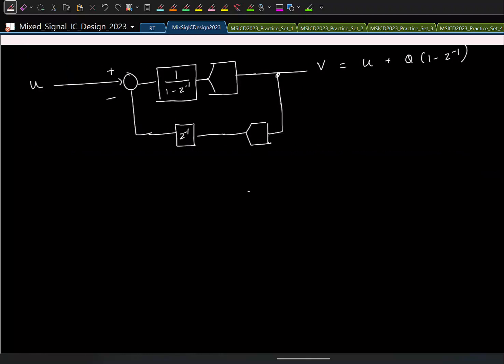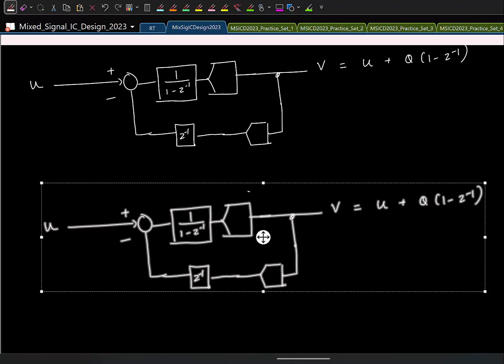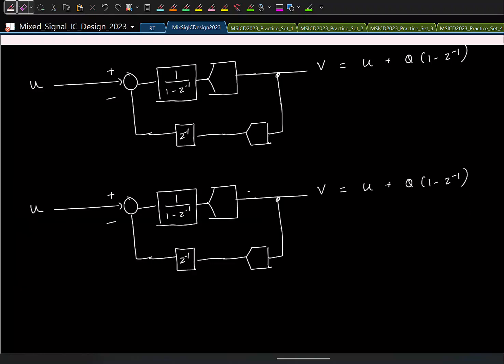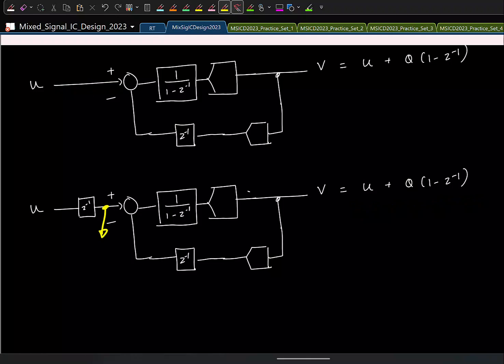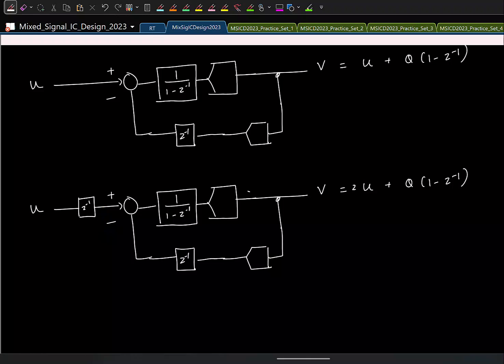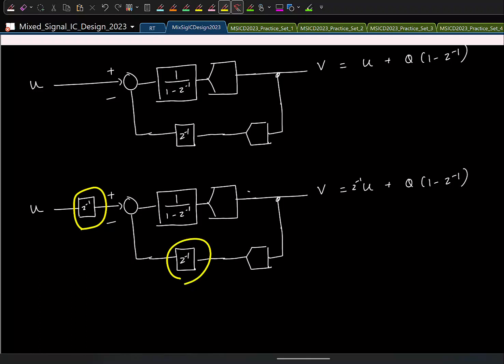Cool. So in practice, one other slight modification is done, which is this. Instead of directly feeding the U, let us say I delay the input also by one sample. So what will change in this equation? Initially I was just feeding U. Now I am feeding U times Z inverse. So only this guy changes to Z inverse. Now I see I have one Z inverse here, one Z inverse here. Both can be pushed in and brought here, right?